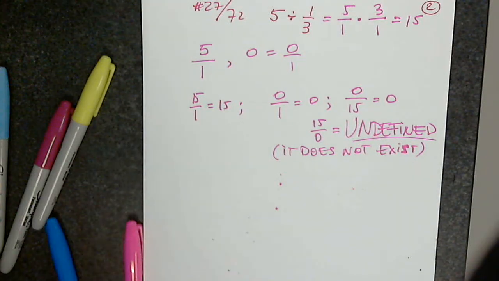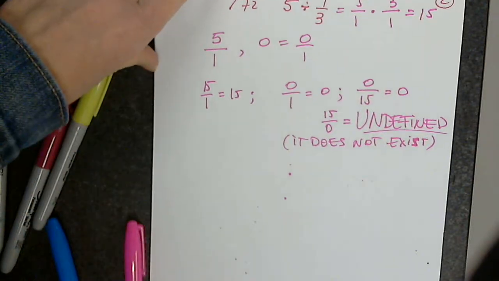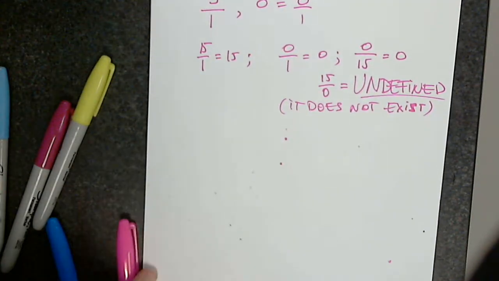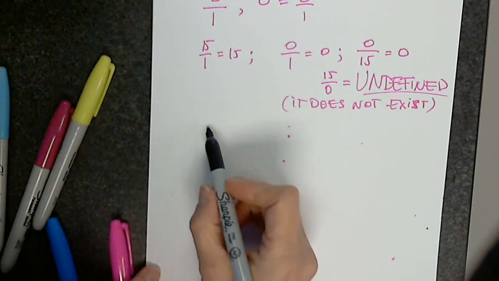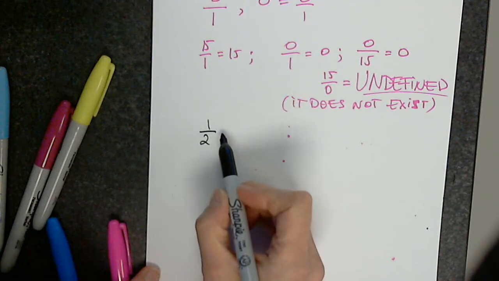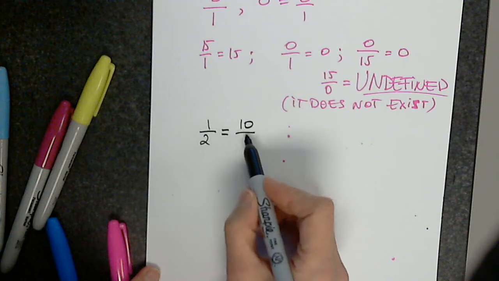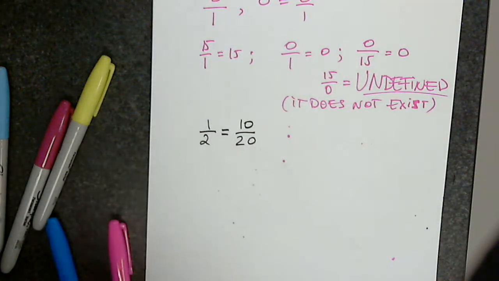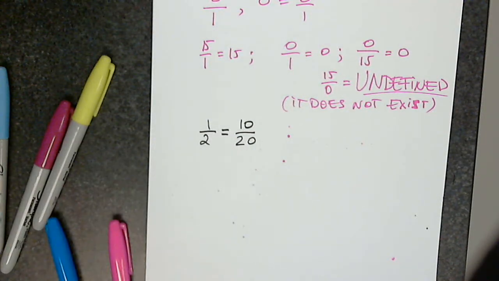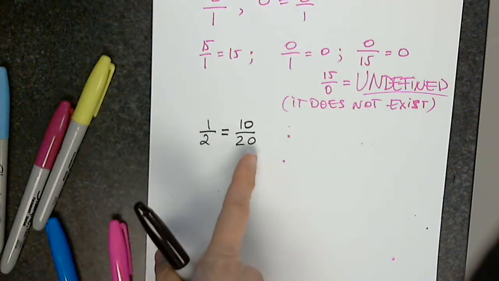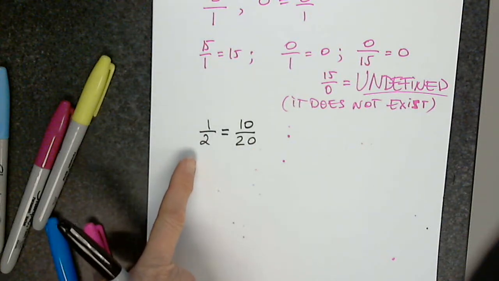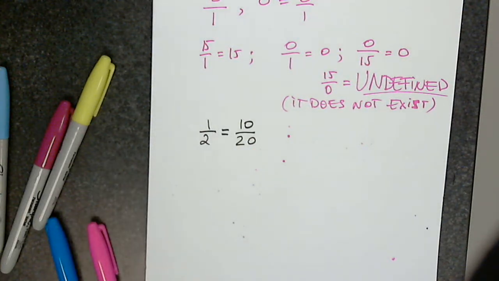Okay? So here's a little explanation. Is 1/2, think for a second, the same thing as 10/20? Here's my question to you. Is 1/2 the same thing as 10/20? Yes, because how did I get 10/20? What did I do to 1/2? Multiply top and bottom by 10.